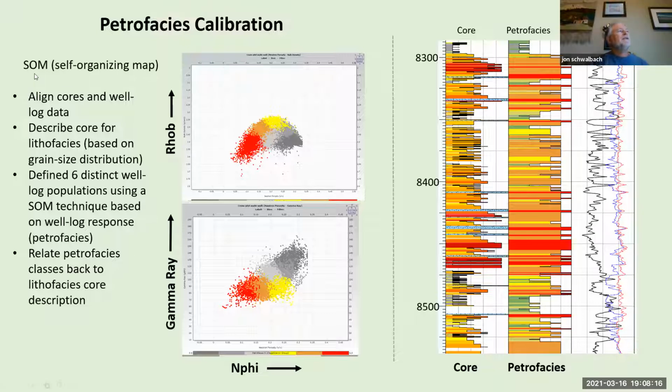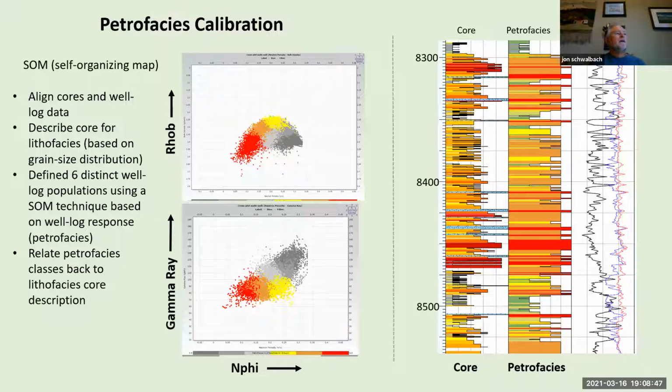The technique we use is called a self-organizing map, which I'll explain a little bit in a minute. It basically requires still that we align the cores. So this is core description over here, core description of about 100 and about 200 feet of core. We have to align the core then with the well log segment we're going to use, in this case, gamma ray, neutron, and density.